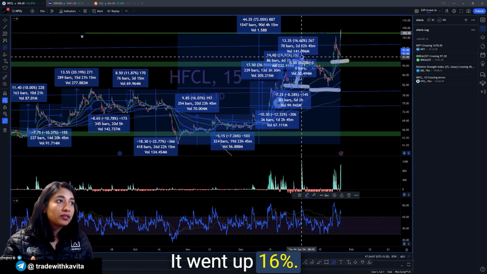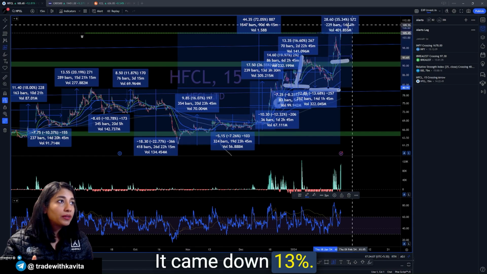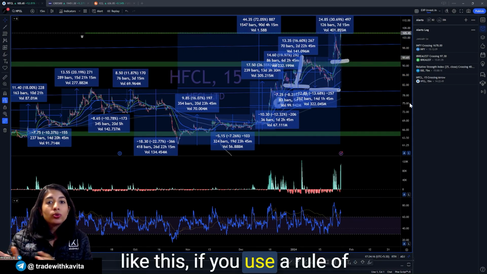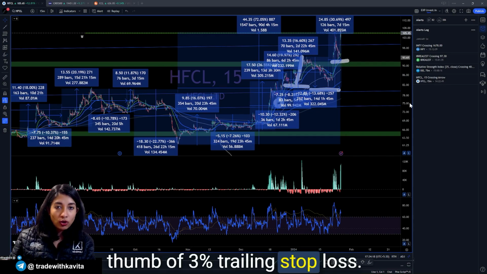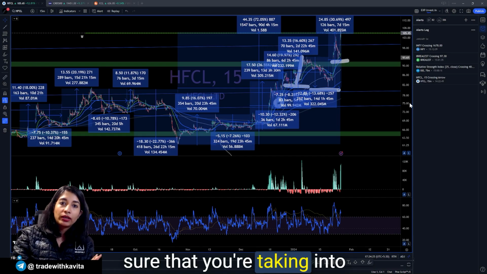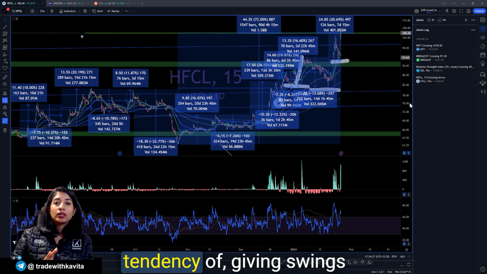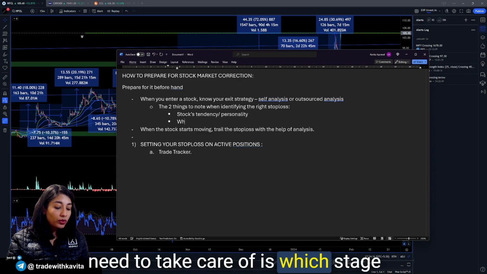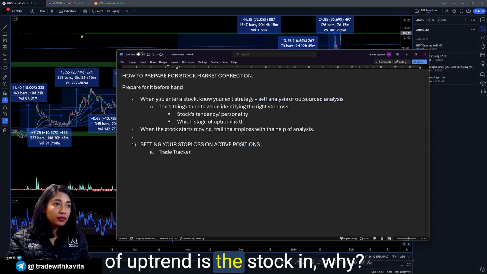Again it went up 16%, it came down 13%, again it went up 30%. Now, for a stock that moves like this, if you use a rule of thumb of 3% trailing stop loss, nothing is going to work for you. So when you set the stop loss, you have to make sure that you're taking into consideration the stock's own tendency of giving swings. And then the second thing that you need to take care of is which stage of uptrend the stock is in.